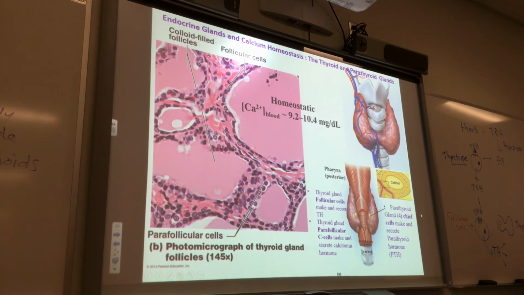So all these cells are going to regulate calcium in the blood, which, that homeostatic range is about 9.2 to 10.4 milligrams per dL. What's dL? Deciliter. Yeah, good.